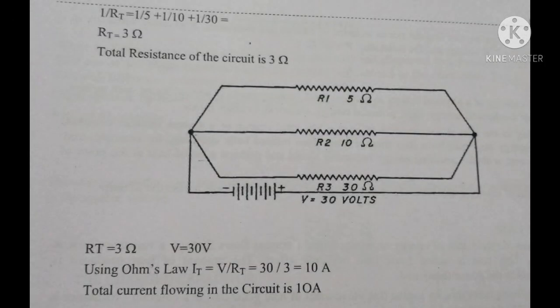And RT is 3 ohm, and the voltage is given as 30 volt. So using Ohm's law, I total equals V by RT equals 30 by 3, that is 10 ampere. Then the total current flowing in the circuit is 10 ampere. So we have discussed all of our topics.